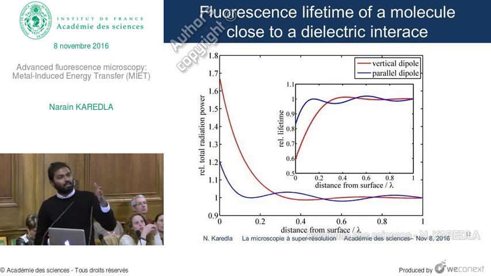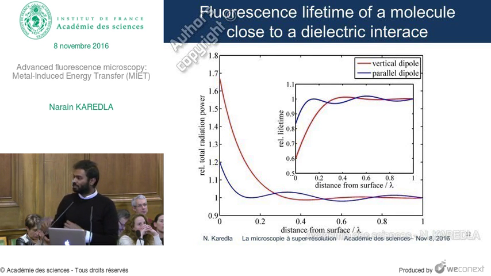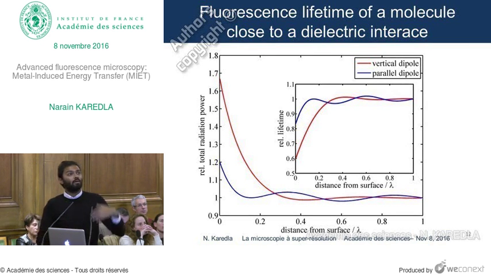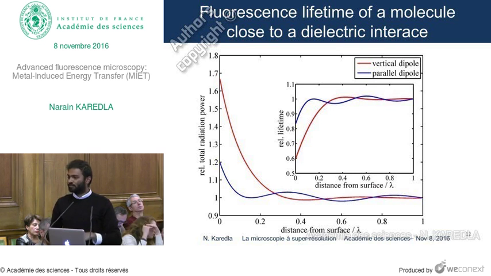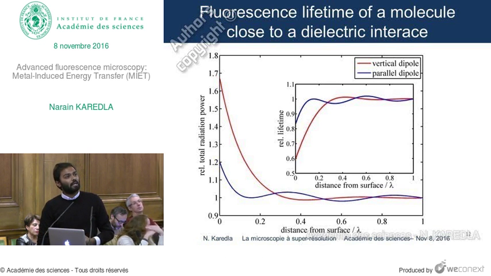As you bring the fluorophore close to the surface, close to the interface, you increase its radiative power. So you increase the radiation rate and you decrease the lifetime, which is shown by these curves. This is the case when you have an air and glass interface. Here you see a change of up to 30% in lifetime, depending upon the orientation of the dipole. The question is, can we do better?